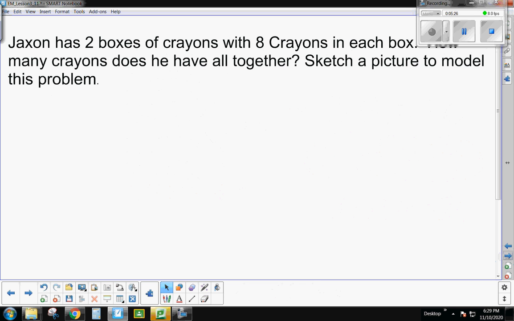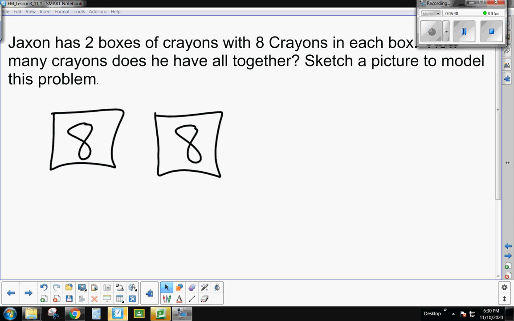All right, so now in this problem, I want you to draw a picture of this. It says Jackson has 2 boxes of crayons with 8 crayons in a box. So how many crayons does he have all together? So go ahead and sketch a picture to model this problem. Pause the video. 2 boxes of crayons with 8 crayons in each box.